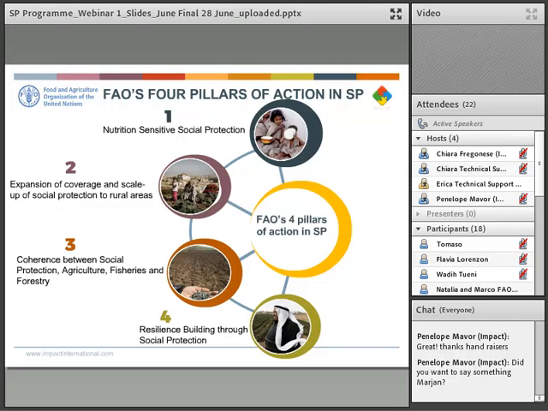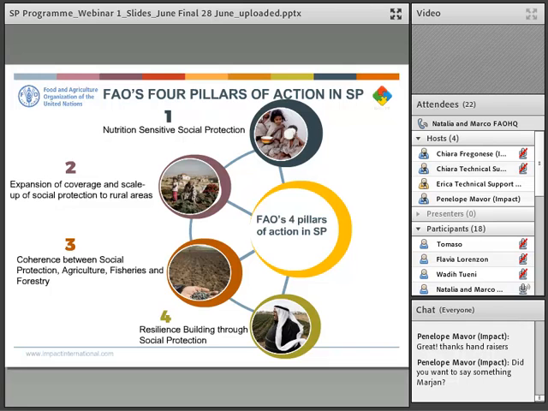So we have a pillar of work around nutrition-sensitive social protection, helping countries to enhance the design of social protection programs to maximize nutrition outcomes. Another area of work seeking policy and operational coherence between social protection, agriculture, and natural resource management.